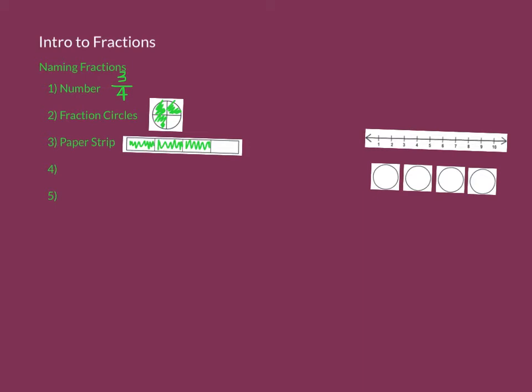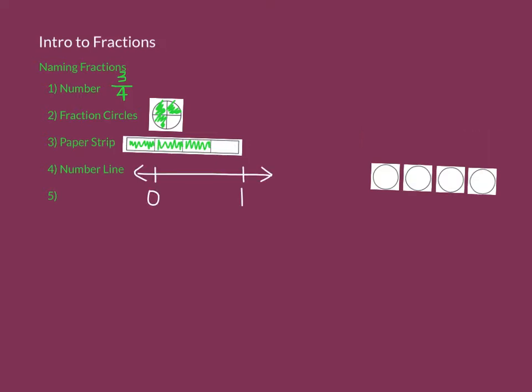The fourth way that we can represent fractions is with a number line. We've talked about number lines in the past with whole numbers, so now we're going to be looking at them with fractions. If I look at this number line going from 0 to 1, and I want to show where 3/4 is, I would need to split it evenly into 4 sections, and then the third one would be 3/4. So that's right here on our number line.